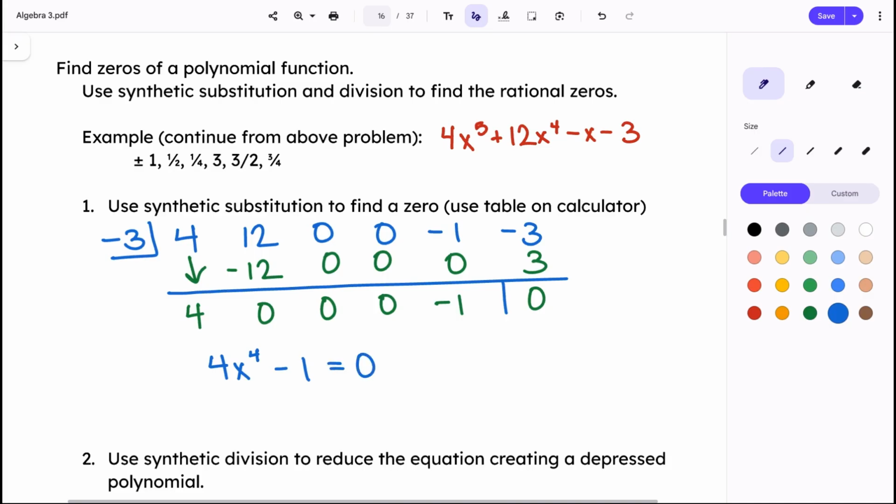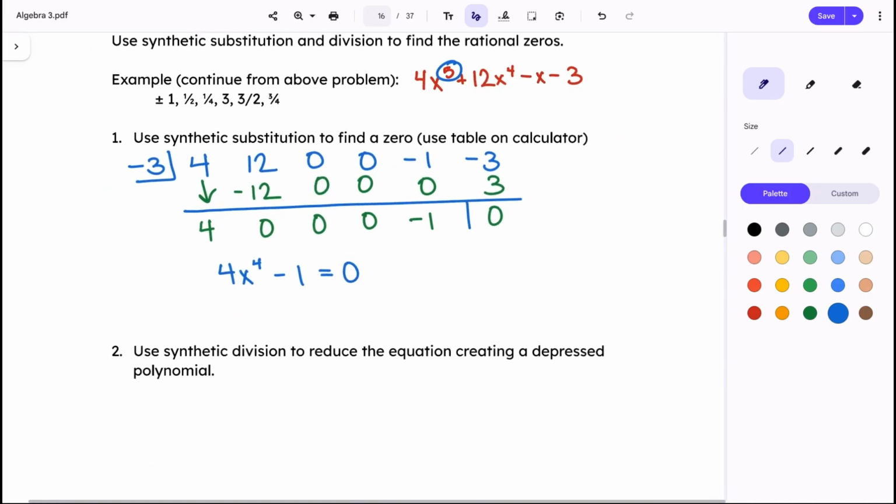This is known as a depressed polynomial, because it goes down 1. It's not because it's sad. It's because it goes down 1 from the original exponent. It started with a 5 up here, so your new one is called depressed because it went down 1 to an x to the 4th. But this is maybe now easier for us to solve to find the other possible roots.